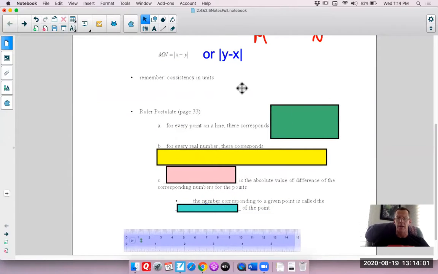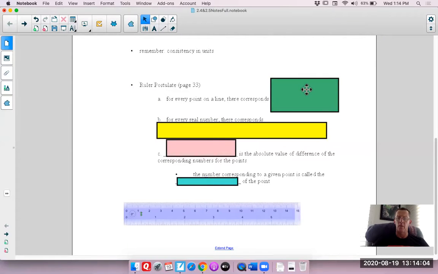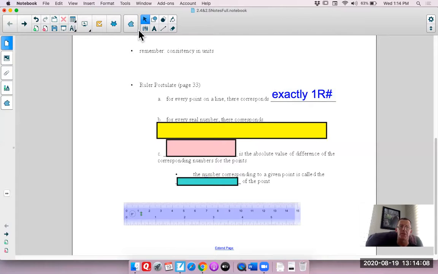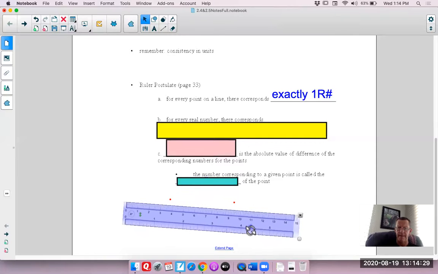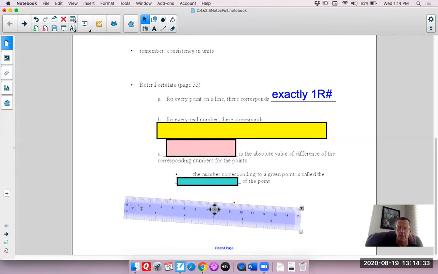All right, so what this is saying is that for every point on a line, there corresponds exactly one real number. So let's go ahead and make a point right there and another point right there. If I take this ruler and line it up here, even though those points weren't exactly horizontal.